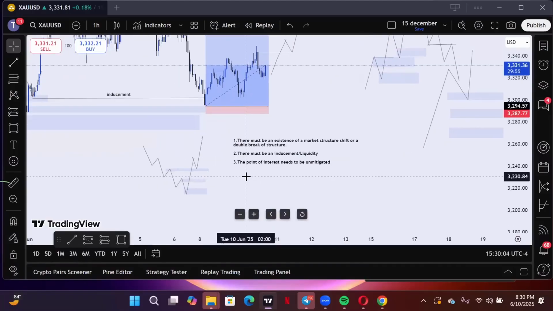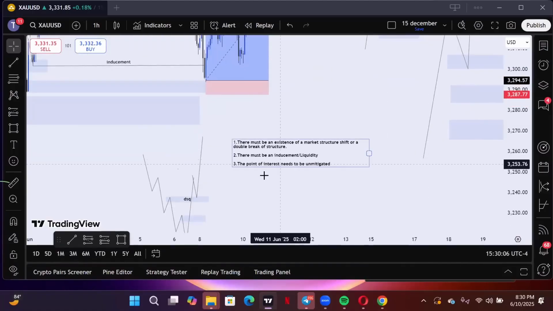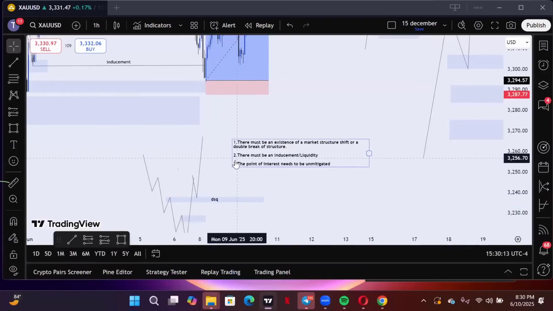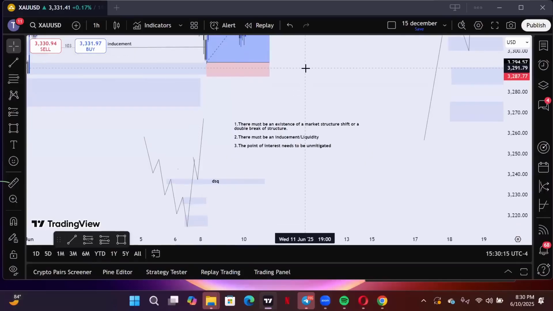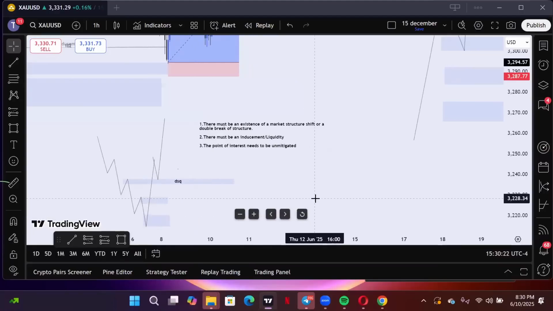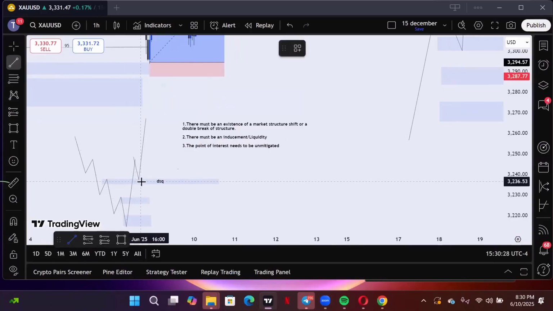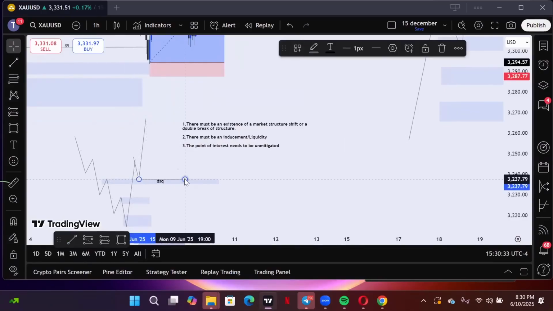You understand? So yes, you have to follow these rules correctly. Any POI that does not match any of these rules, you disqualify it. So the first rule says there must be an existence of a market structure shift or a double break of structure. So we got that when we got the structure shifts here to the upside. Second rule, there must be an inducement or liquidity. The pullback here gave us our inducement.